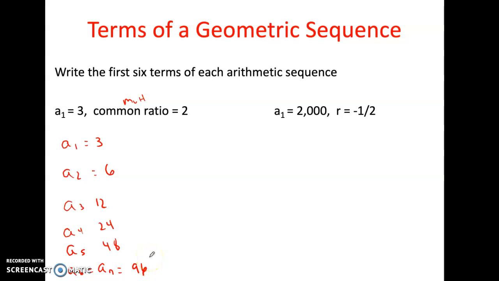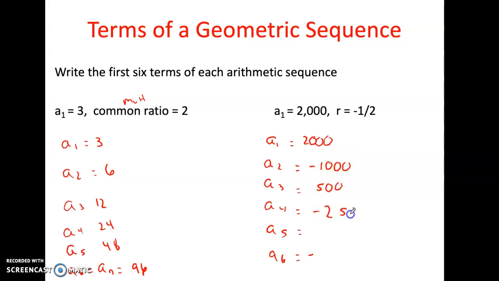If you want to try for the next one, you could pause here, or we can just go through it together. So again, we want the first 6 terms. So a sub 1, a sub 2, a sub 3, a sub 4, a sub 5, and a sub 6. So our first term is 2,000. We're going to multiply by negative a half. So that means I know each one is going to alternate between positive and negative. So half of that's 1,000, which will give us negative 1,000, 500, negative 250, 125, and then negative 62.5.